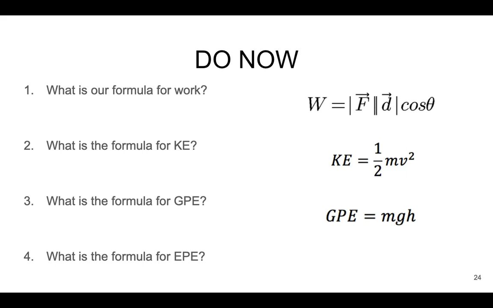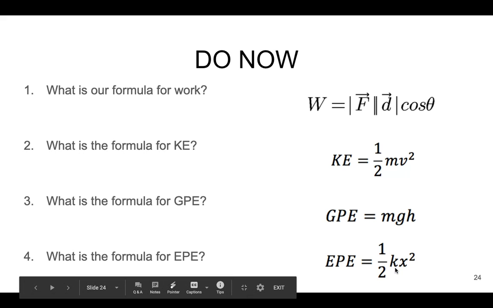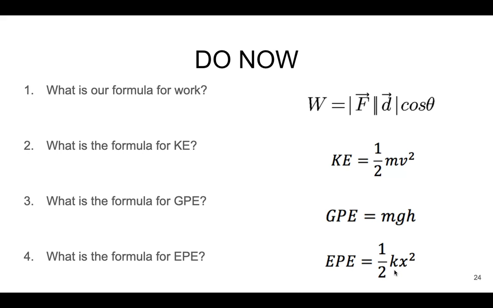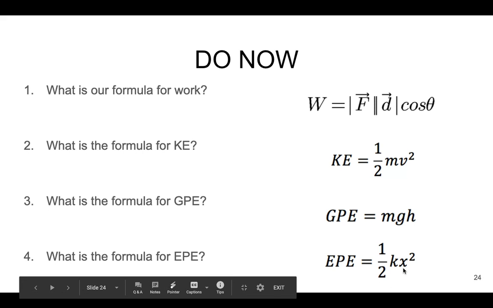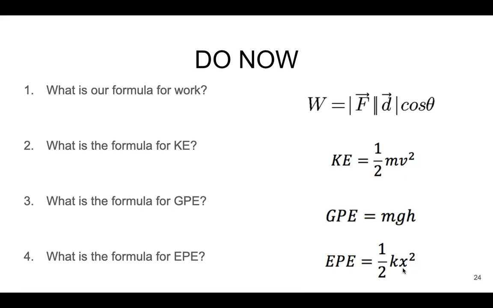And the last one, this is the one people tend to struggle with the most. What is the formula for EPE, elastic potential energy? EPE is equal to 1 half kx squared. K is the spring constant, the number that tells you how strong the spring is. A big, heavy spring, like you might see on the shocks of an old truck, would have a very large value for K. A very wimpy spring, like a slinky, would have a very small value for K. And x is the extension or compression of the spring: how much is the spring either stretched or compressed?